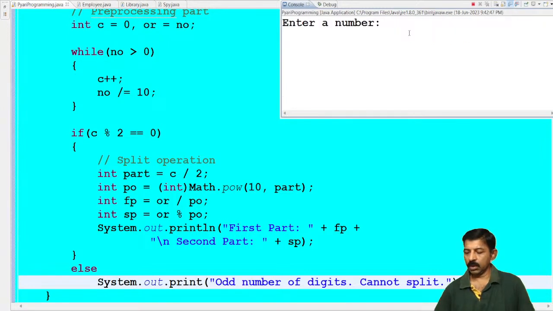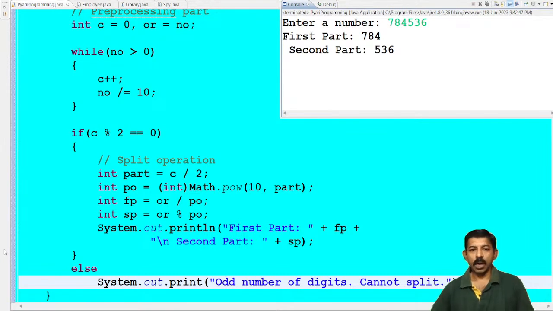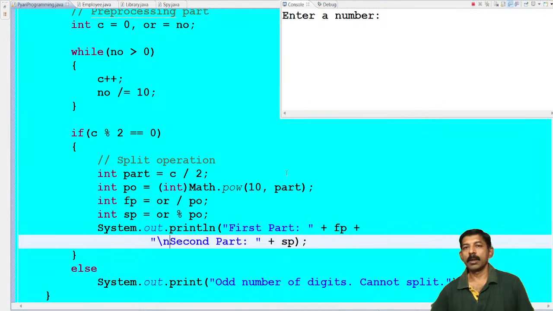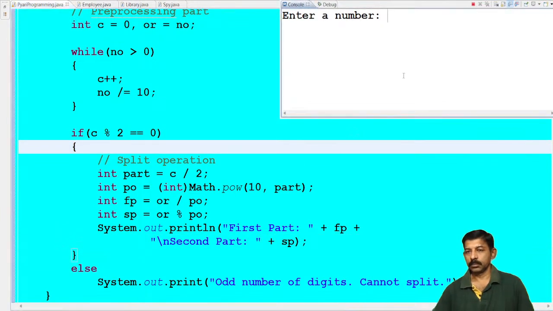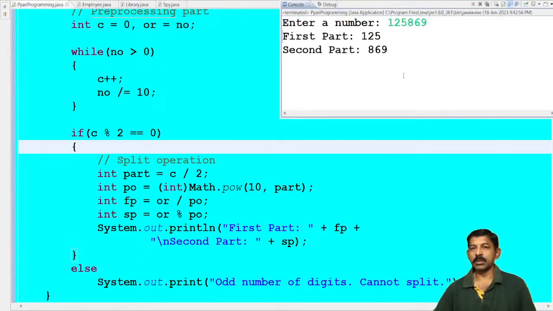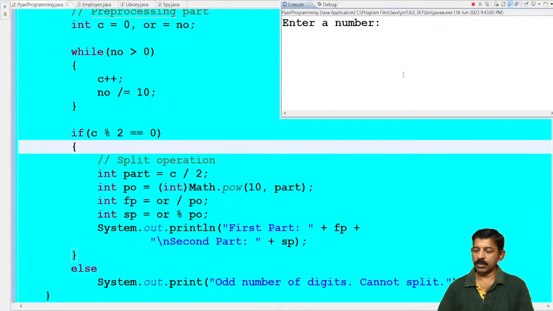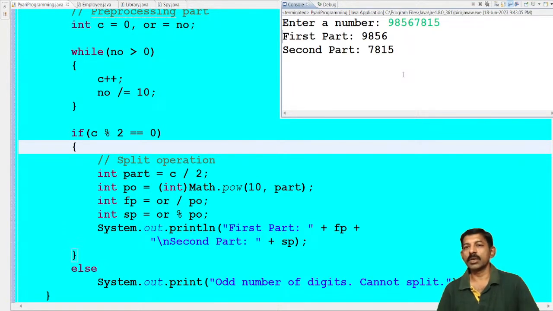When I'm executing it, giving 1, 2, 3, 4, 5, 6, 6 number of digits. I think one space is given over here, extra space. 1, 2, 3, 4, 5, 6. So we got first part 125, second part 869. Now I'm executing it again. I'm saying 1, 2, 3, 4, 5, 6, 7, 8. Now we got the first part 9856, second part 7815.